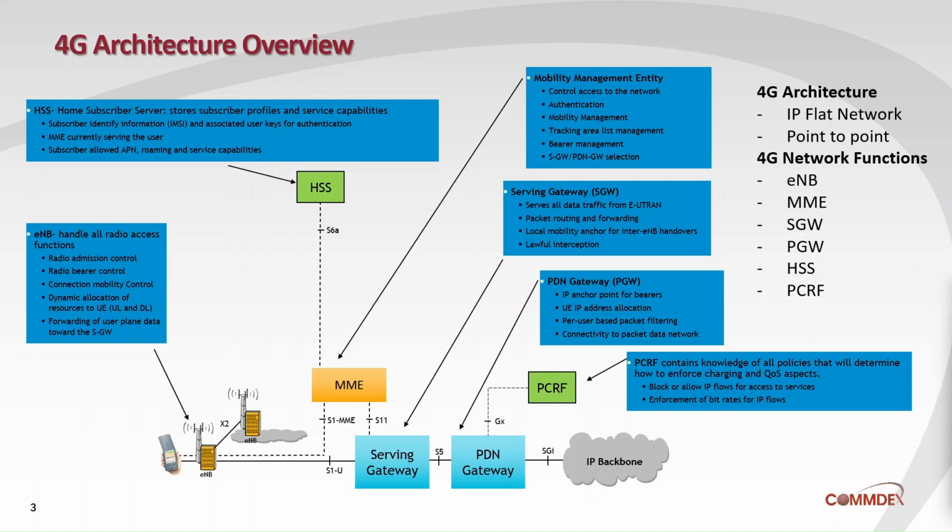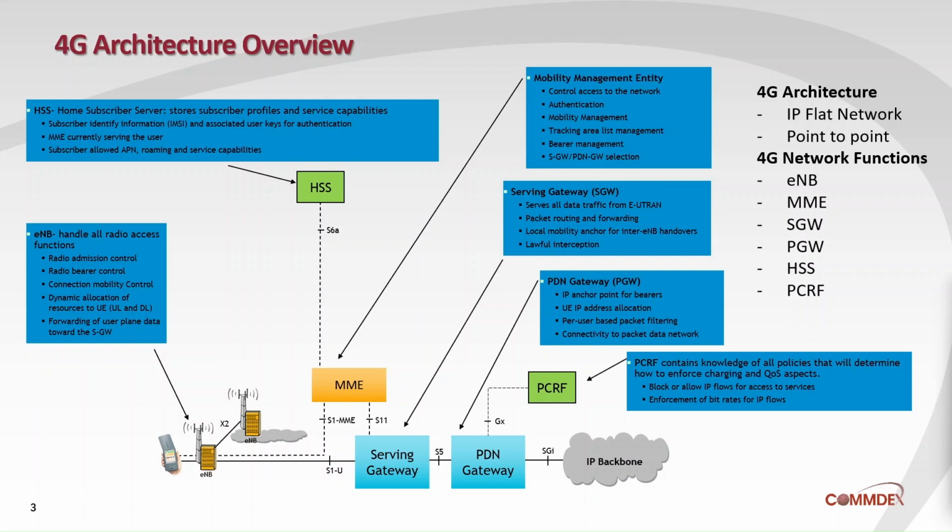The PCRF contains all knowledge of the policies that will determine how to enforce charging and QoS aspects in the 4G network. For example, with PCRF, the network is able to block or allow IP flows for access to services. It can also enforce bit rates on IP flows. It is important to note that the PCRF contains the policies, but the execution of these policies is done by the PDN gateway.